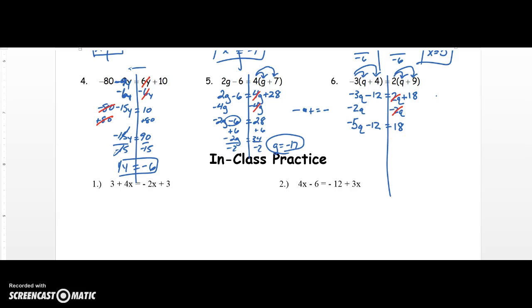So we have to get rid of our negative 12. So you're going to go ahead and add 12 on both sides. We're left with negative 5q. Our negative 12 and positive 12 cancel out. So negative 5q equals 30. Now how do we get q by itself? Divide by negative 5, you get q equals negative 6.